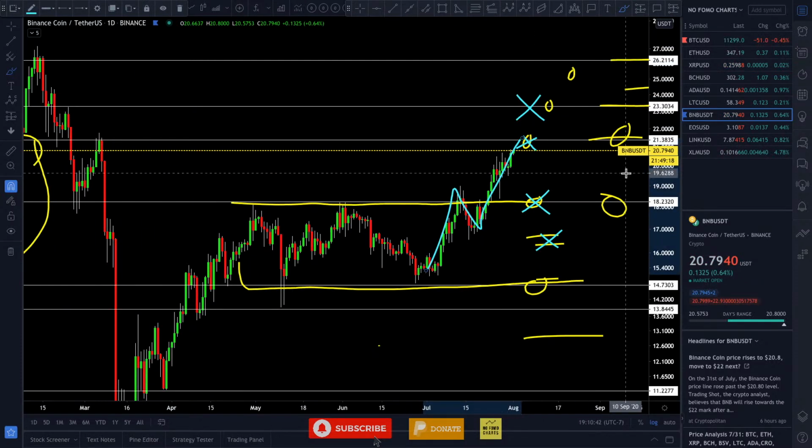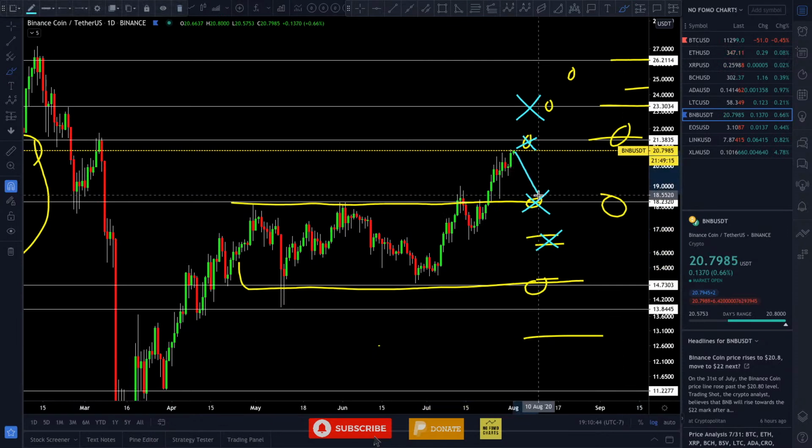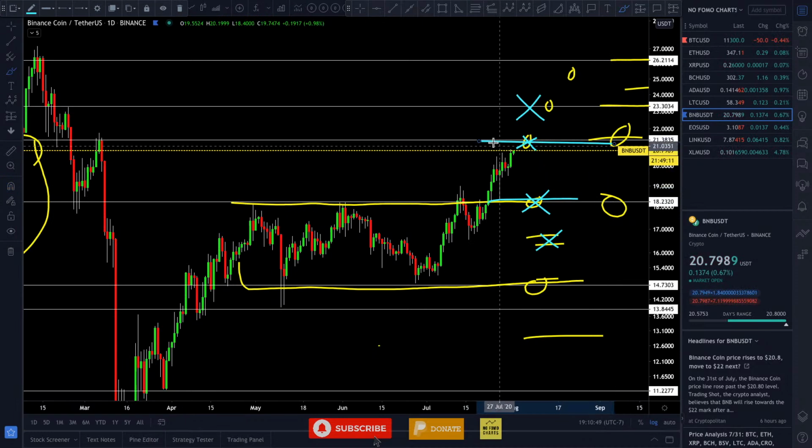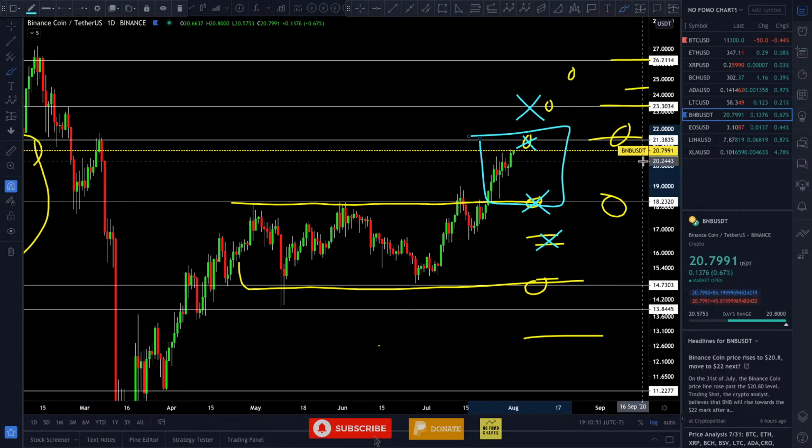High, low, high. If that doesn't happen, we can have another test of the low at 1845. So it's stuck between here and here, in the blue box. I'll just make it a box. Stuck in the blue box right now.